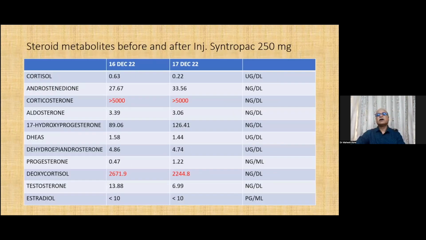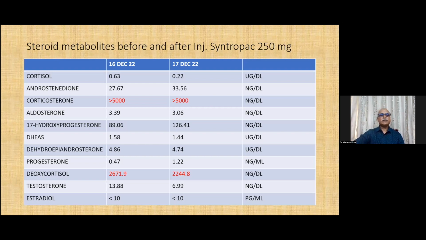And we have done this Synacthen stimulation test. On the 16th of December, we took one sample, and after stimulation, after 1 hour, we took another on 17th of December. And you can see that corticosterone is sky high and deoxycorticosterone is sky high. Cortisol is very, very low. Testosterone, estradiol, they are very low. 17-OHP is also very low, not that high. After Synacthen, it has come to 126. That is marginally high, but not that high.